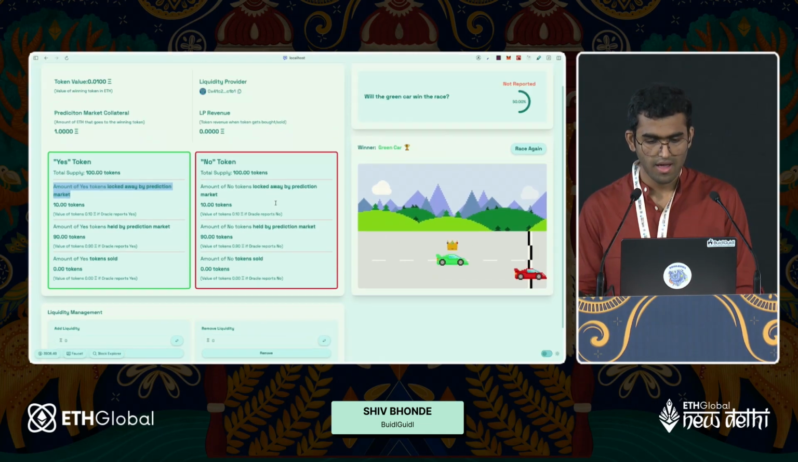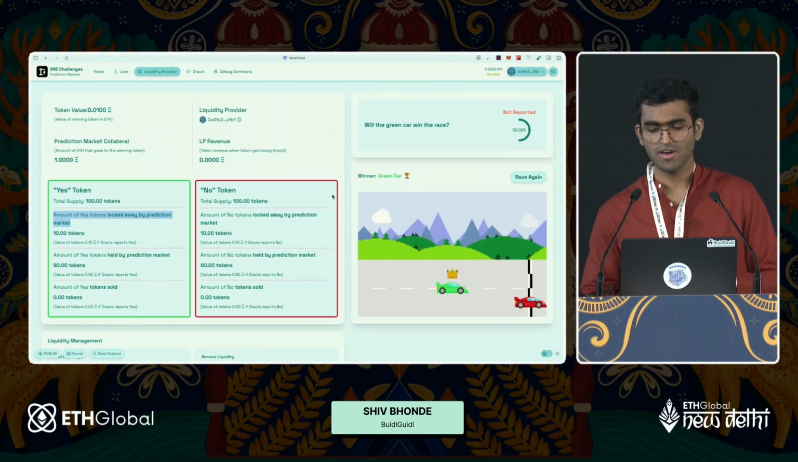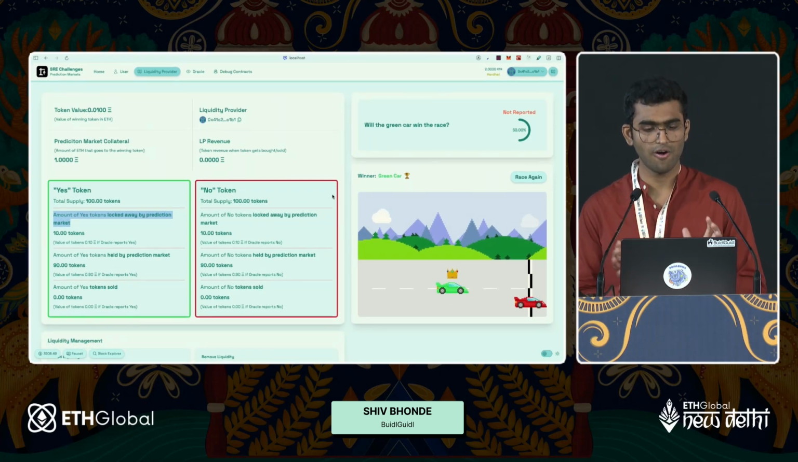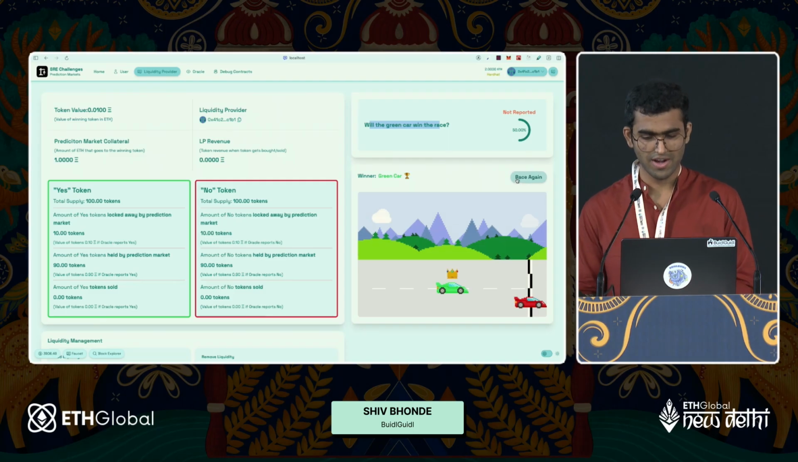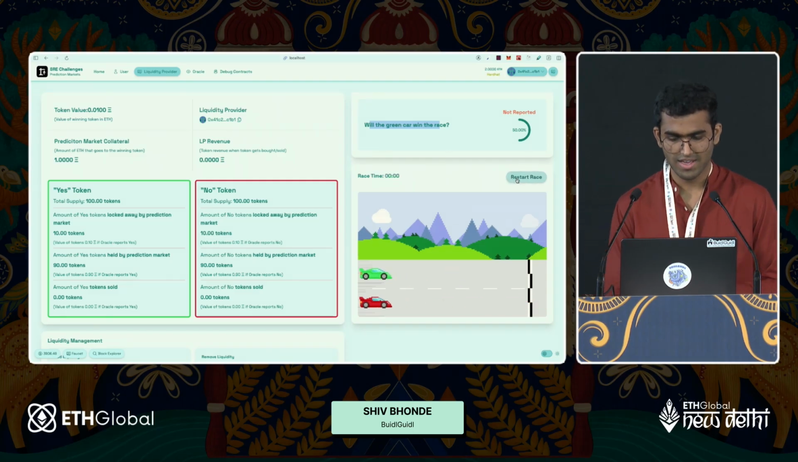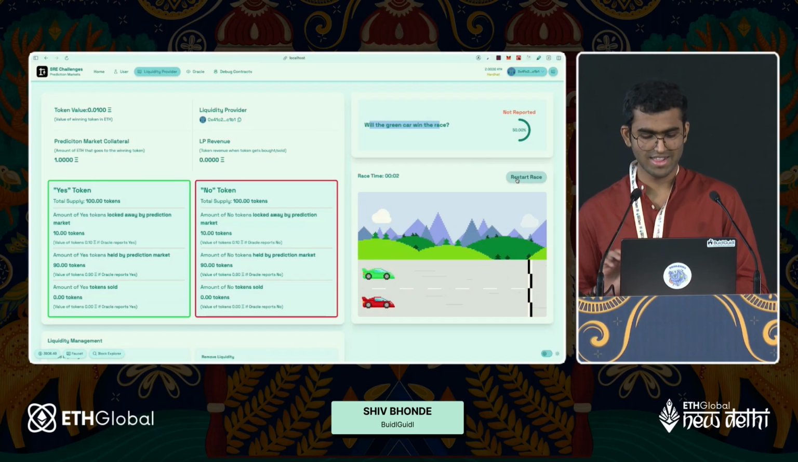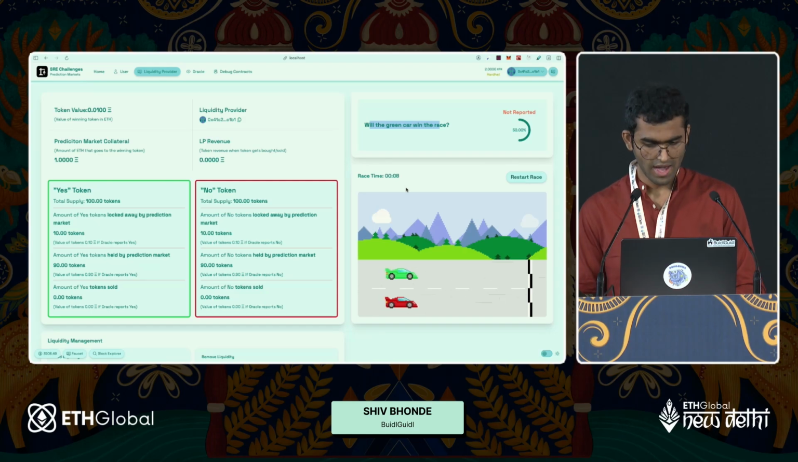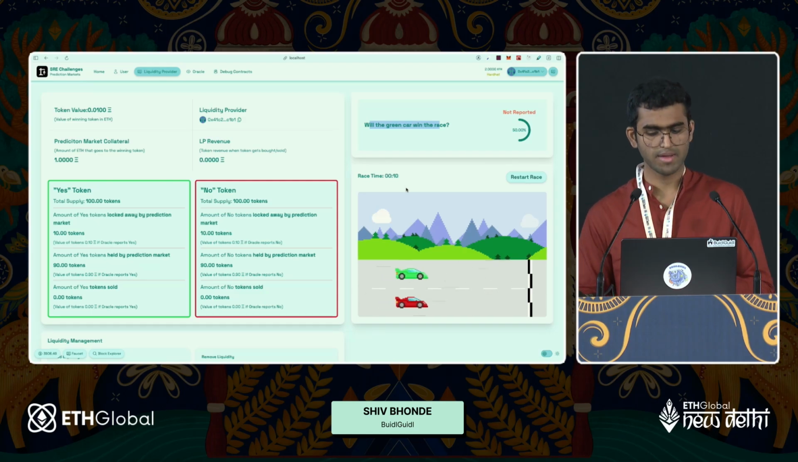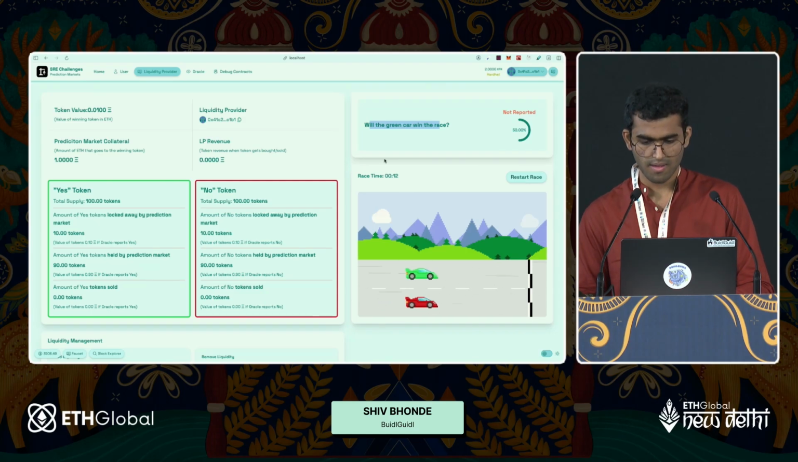Now the initial UI. The main thing of the prediction market we are creating is that we are betting on this question: will the green car win the race or not? And here we have a dummy UI. If you start the race, it races the car. We have built this, and it's basically a 30-second race so that we don't consume a lot of time. And once the race has started, people can start betting.